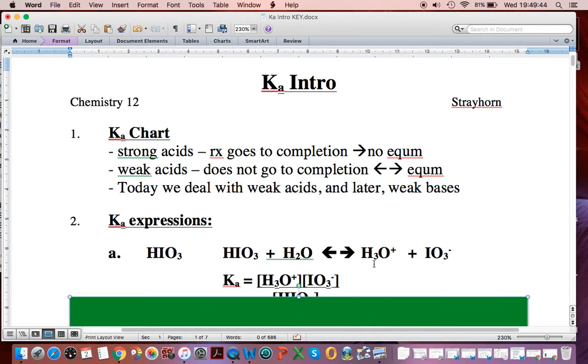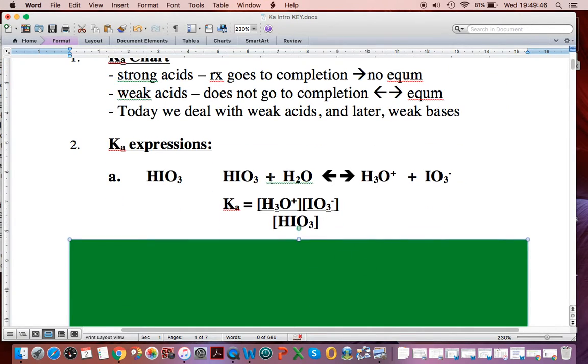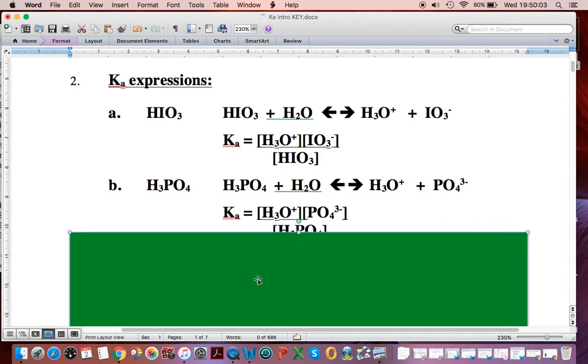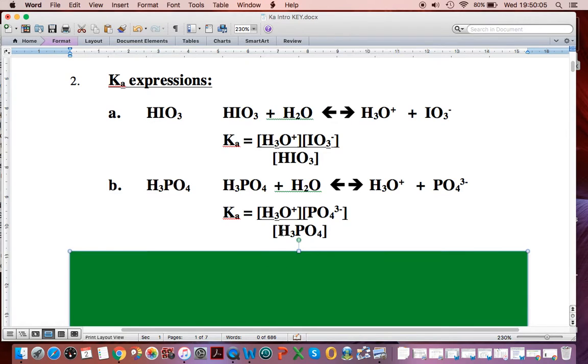Ka expressions are very simple. I haven't included the states, and perhaps I should have, but this would be aqueous, water's liquid, and the other two things are aqueous. We only include the aqueous materials, so these are the products on top. Here's the reactant on the bottom, and we do not include water in the expression. Same for down here. I guess we should try to underline that a bit better.